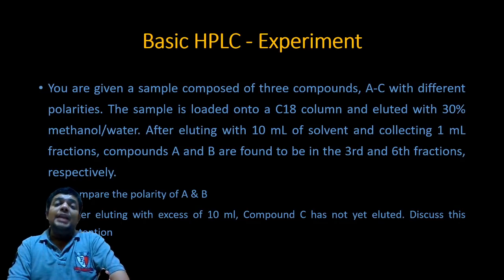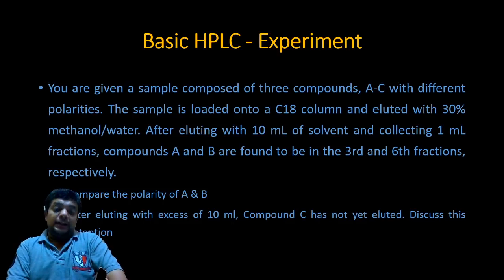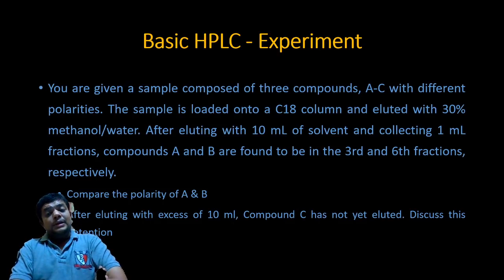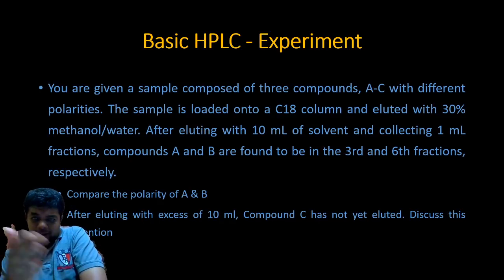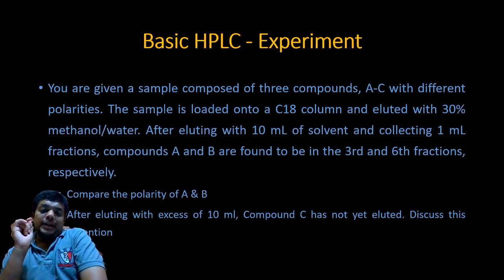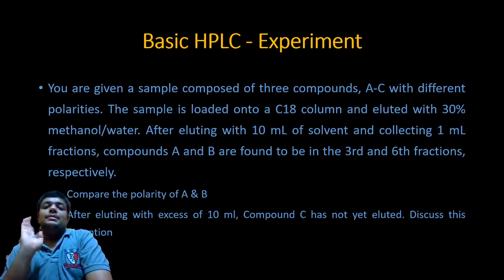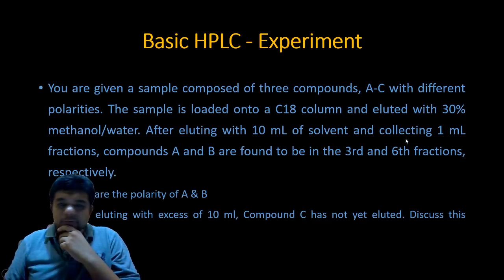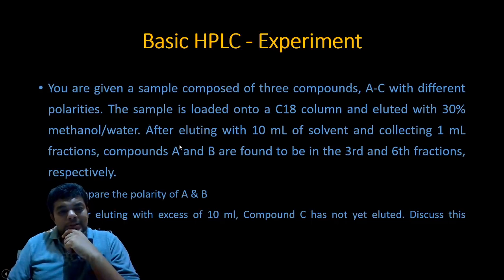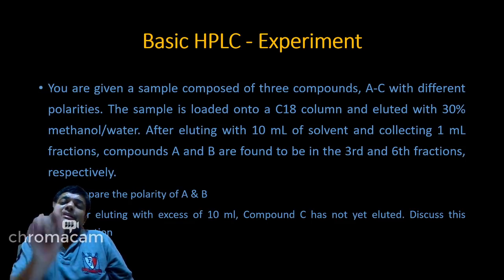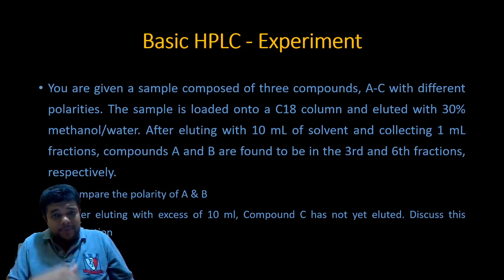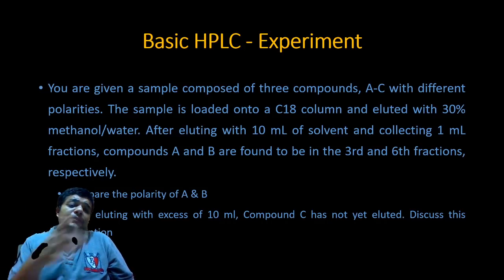After eluting with 10 ml of solvent and collecting 1 ml fractions, compounds A and B are found in the third and sixth fractions. Third means collected in the first, second, third bottle. So compound A is coming out first. Compound B is coming out next, because third comes first, sixth comes afterwards. If A is coming out first and your stationary phase is non-polar, it means A has the least interaction with the non-polar phase. So A will be the least non-polar, or more polar, whereas B comes out afterwards. So you can identify it from this much only.